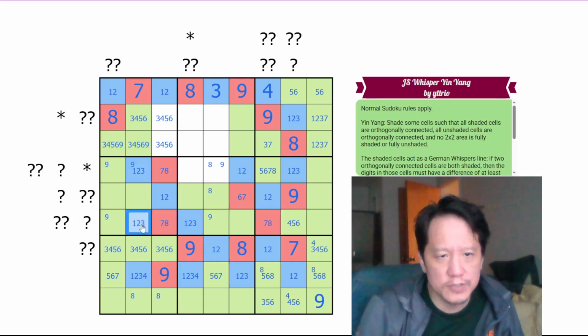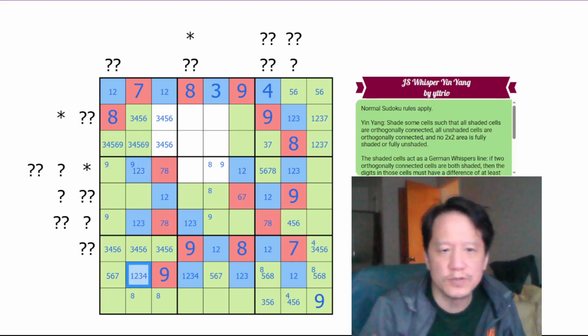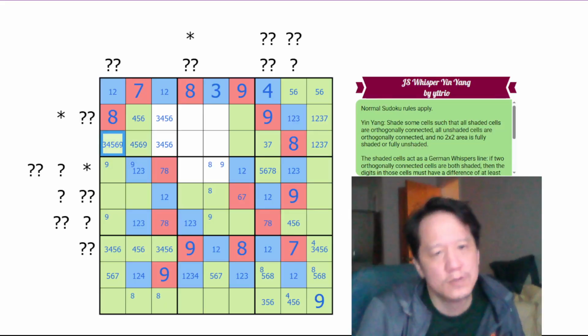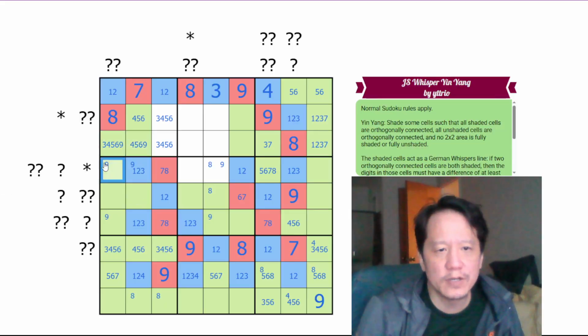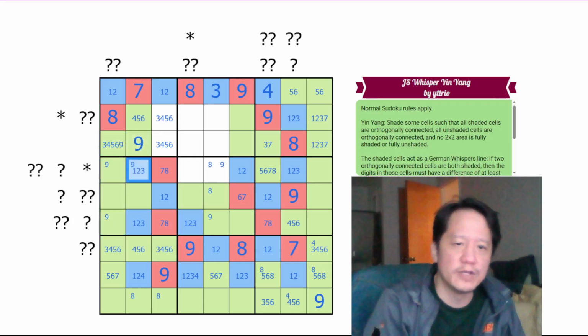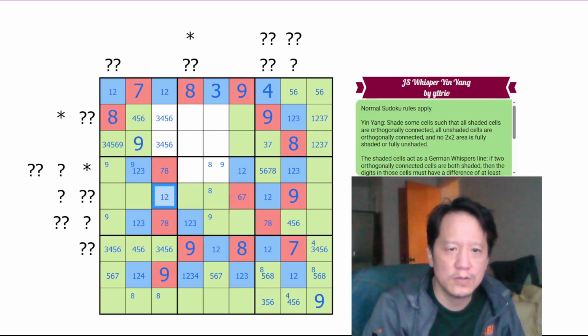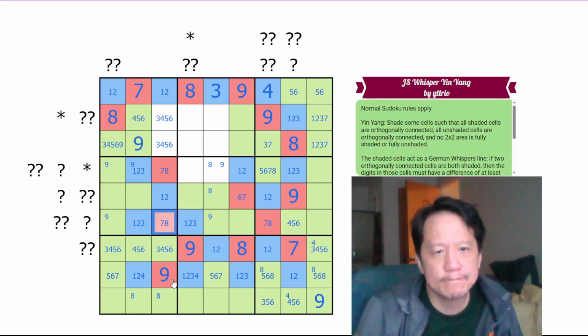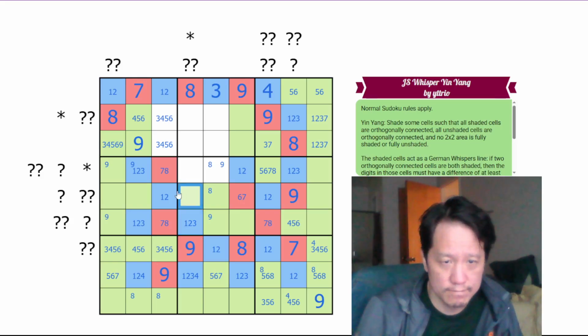You would guarantee one of these is 3, so this could not be 3 here, no 3 here, no 3 here, no 3 here. This could not be 9, so one of these two would be 9, so this couldn't be 9, therefore this would have to be 9 there. This is looking okay.